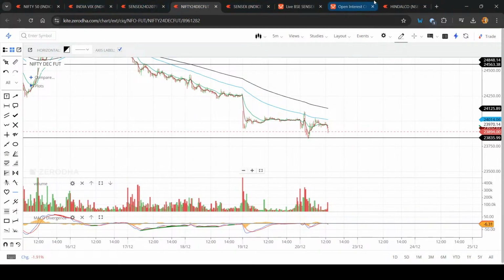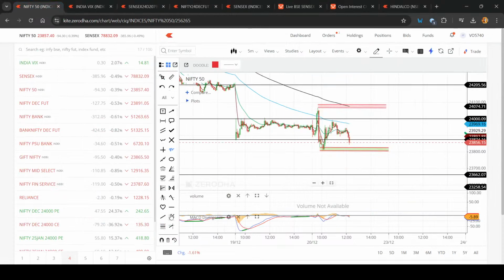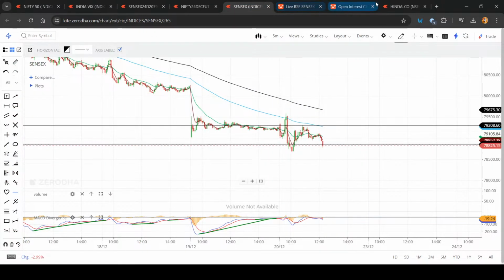So let's see if we try to hold the level, right? We'll essentially mark this level. Why mark the 23,800 also? We have the level in our mind, psychological levels, right? And just give me one second.